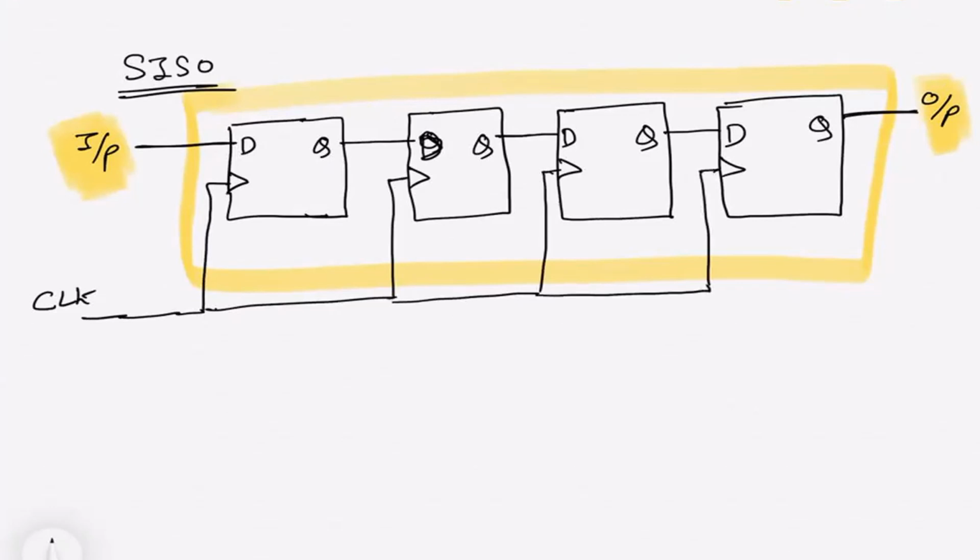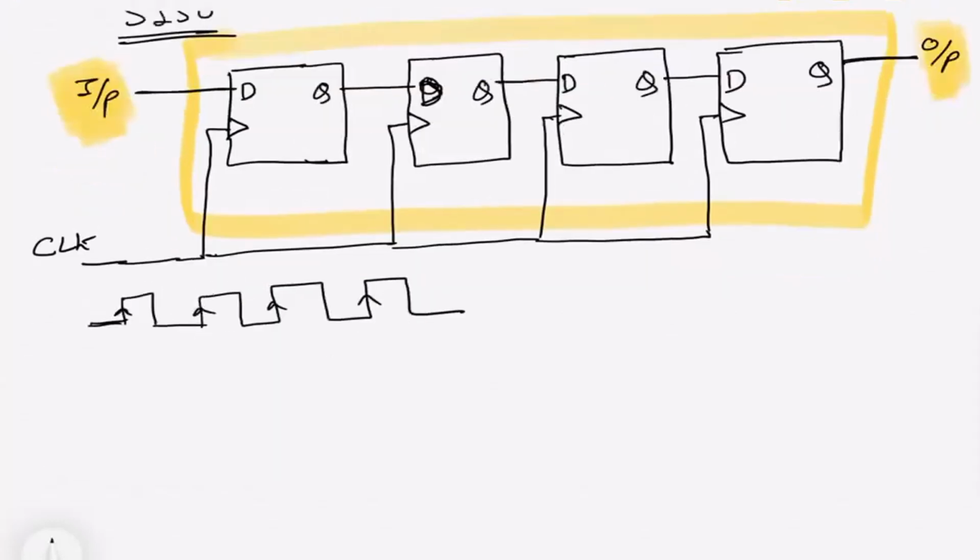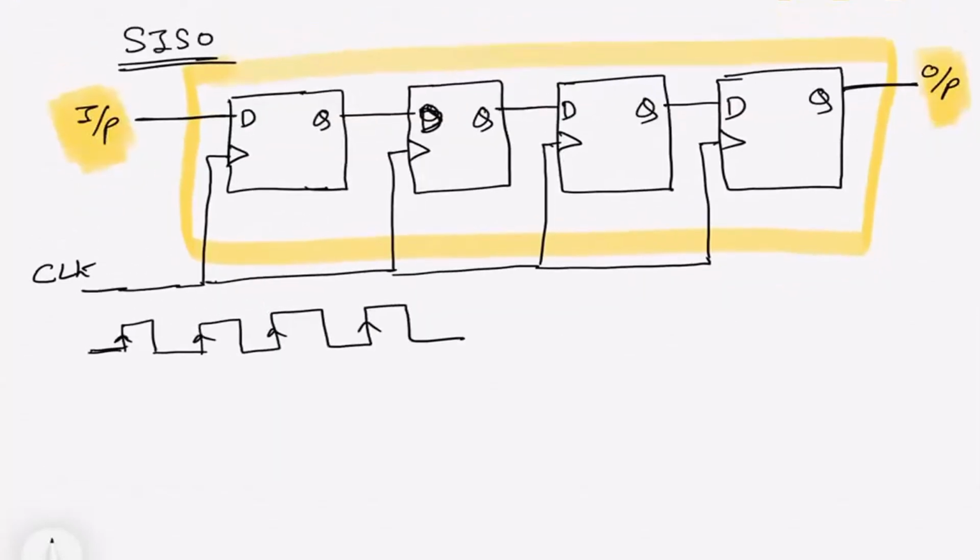Okay, so suppose now I'm making my block diagram like this, it will work on the positive edge of my clock. So if I am giving a series of clock pulses, at the positive edge of my clock pulse, my circuit will work. So now we will see how we can store data serially, and what we need to do for extracting that data from this register. So let's see how we can store data.